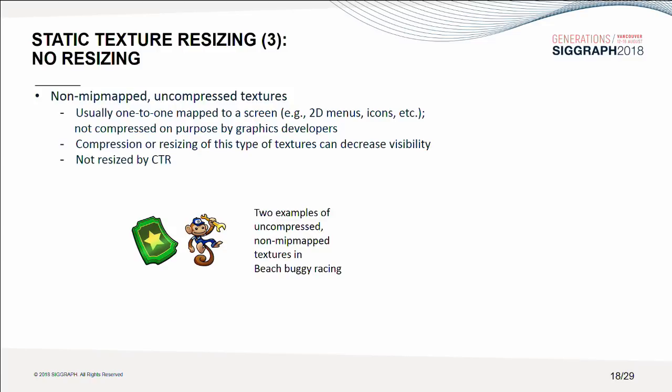The third case is no resizing for non-mipmapped uncompressed textures. This type of textures is usually one-to-one mapped to the screen, such as 2D menus, icons, and so on, and not compressed on purpose by graphics developers. Compression or resizing of this type of textures can decrease visibility, so we decided not to resize them.